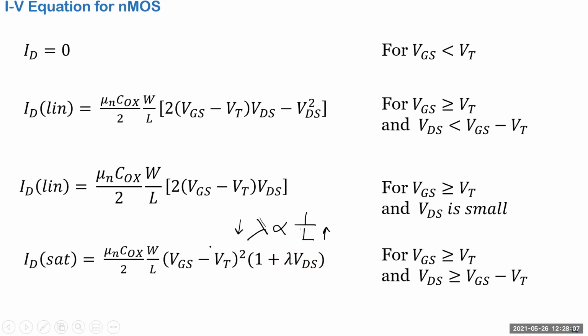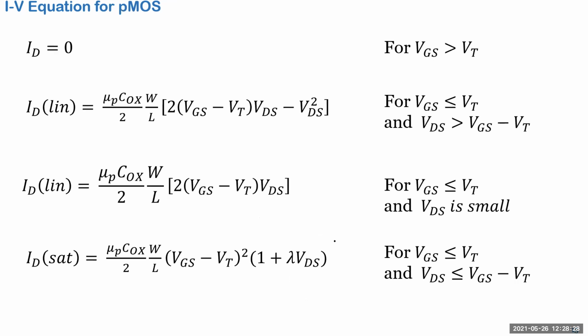For example, in analog circuits, in amplifiers, current sources and all that, we want this lambda to be really small, like 0.01. Then we just have to increase the length to whatever it needs to be.